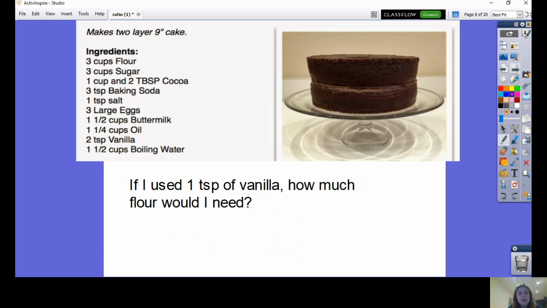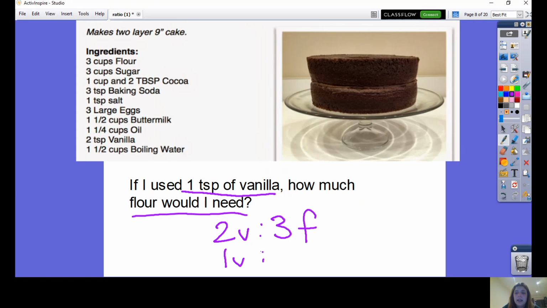Okay, let's look at this next question then. If I use 1 teaspoon of vanilla, how much flour would I need? Go to your original recipe. The original recipe says 2 teaspoons of vanilla to how much flour? 3 cups of flour. Now we want 1 teaspoon of vanilla.